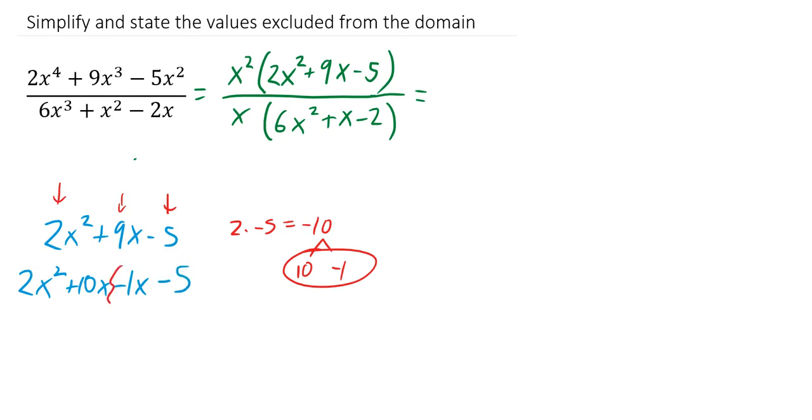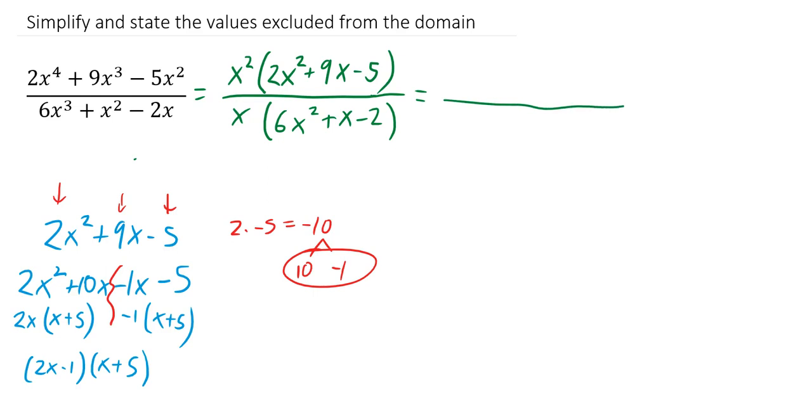I then do a little factor by grouping. This turns into 2x times x plus 5, negative 1 times x plus 5. So I have a 2x minus 1 and an x plus 5. My numerator factors to 2x minus 1 and x plus 5. And I don't forget about that x squared that I already had.